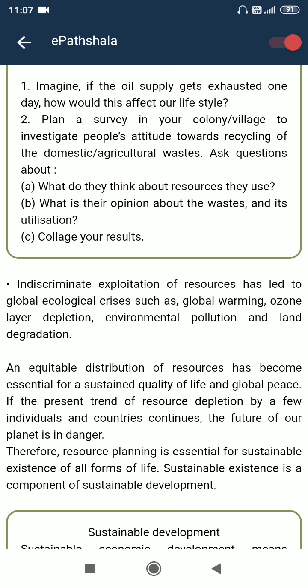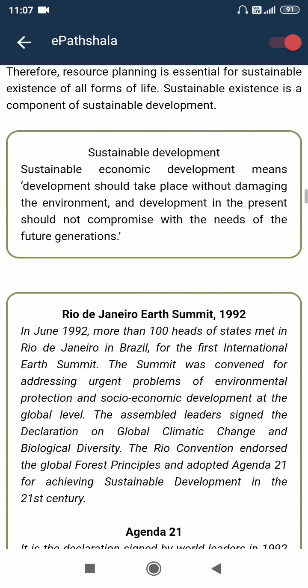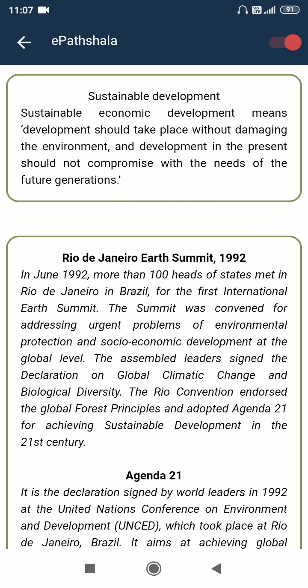Sustainable existence is a component of sustainable development. Sustainable development. Sustainable economic development means development should take place without damaging the environment, and development in present should not compromise with the need of future generations.